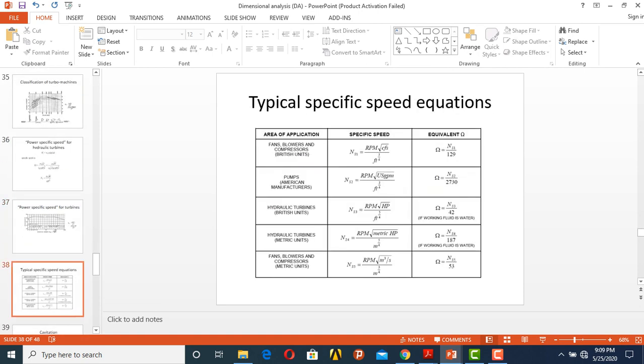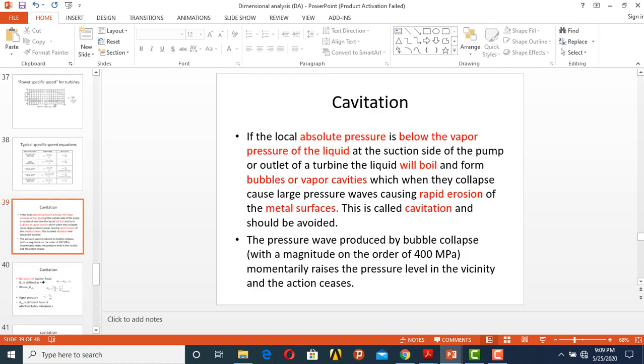Yes, with further clarification of turbo machines, this brings us to cavitation. Even in dimensional analysis, cavitation has just come in, because there is a parameter which falls under dimensional analysis which is key to cavitation. Hence, we are discussing the cavitation topic under dimensional analysis.